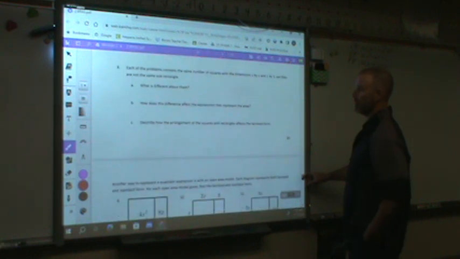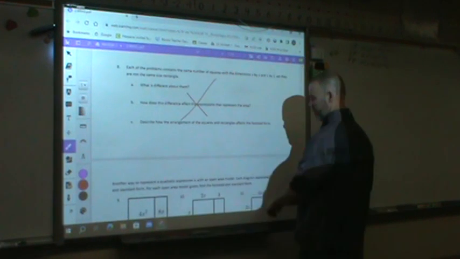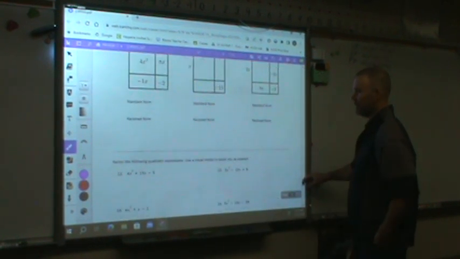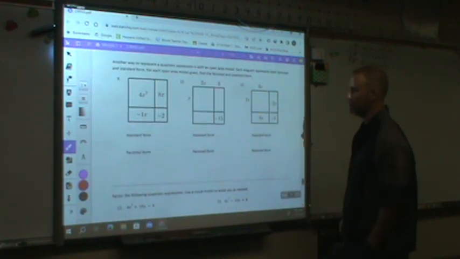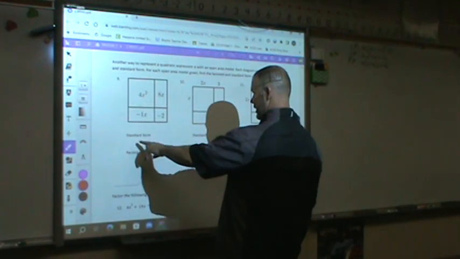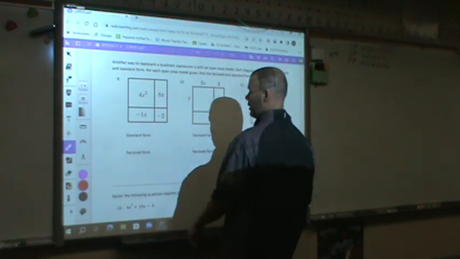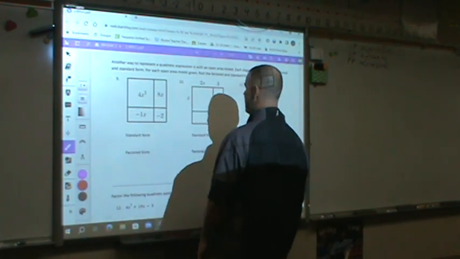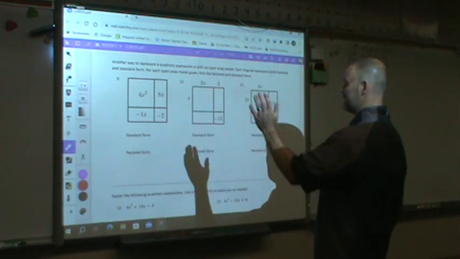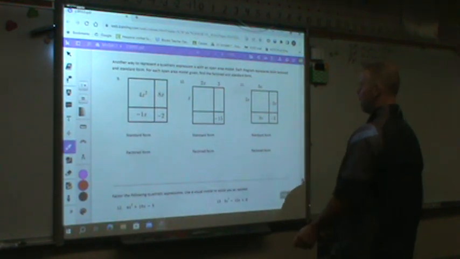And then we move down here. Number 8, I'm not worried about. I'm not going to do number 8. Right? And then down here is just more practice. Okay? It wants you to give it in standard form, factored form. These are kind of tricky. If I remember right, I did this. 9's the trickiest one. 10 and 11 you should be able to do.